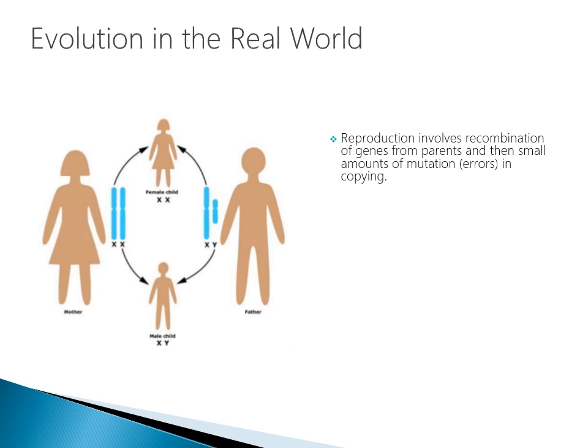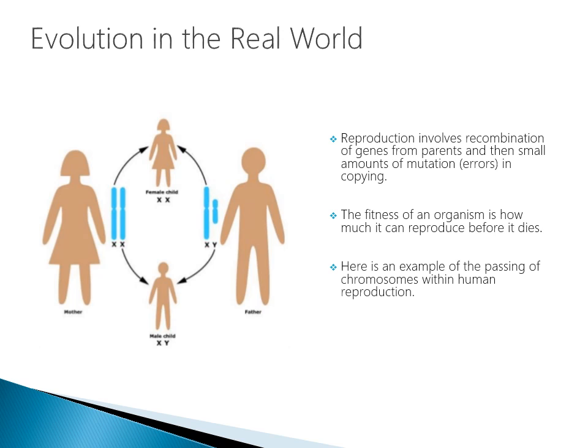Reproduction involves recombination of genes from parents and then small amounts of mutation, or the errors in the copying. The fitness of an organism is how much it can reproduce before it dies. And here is an example of the passing of chromosomes within human reproduction.